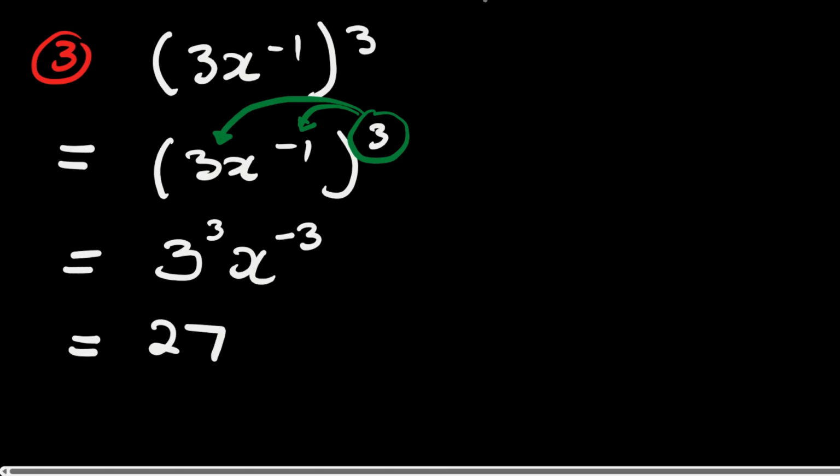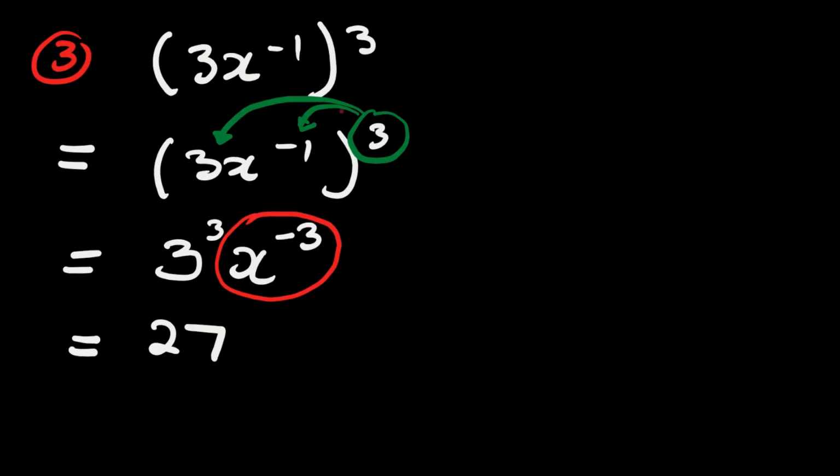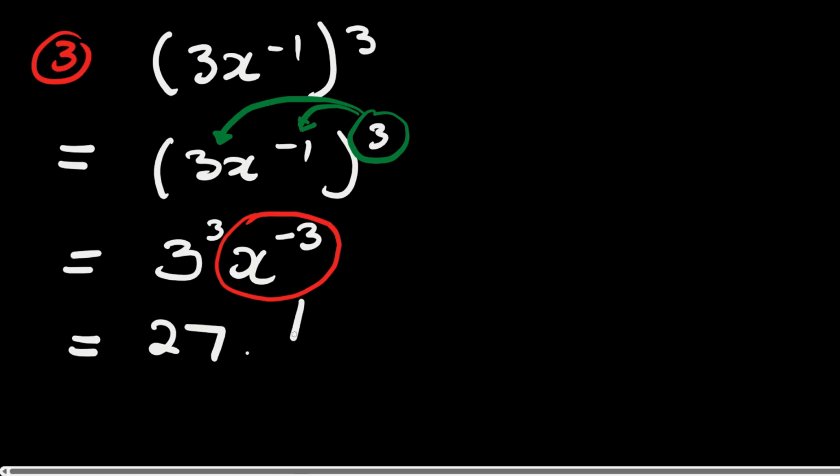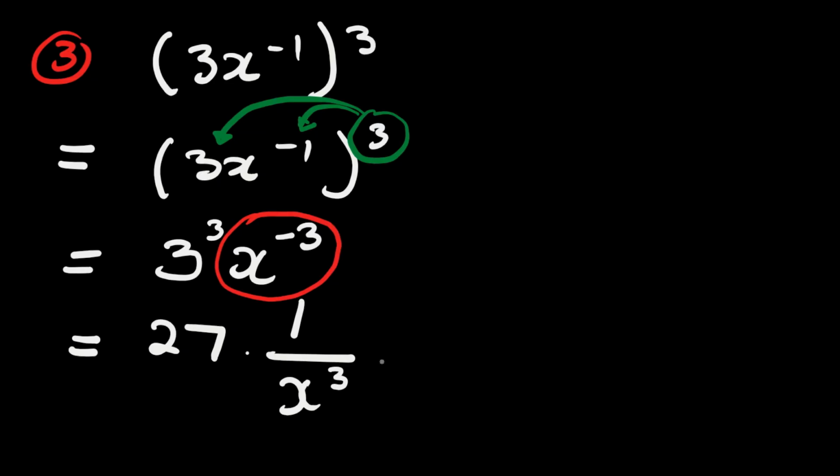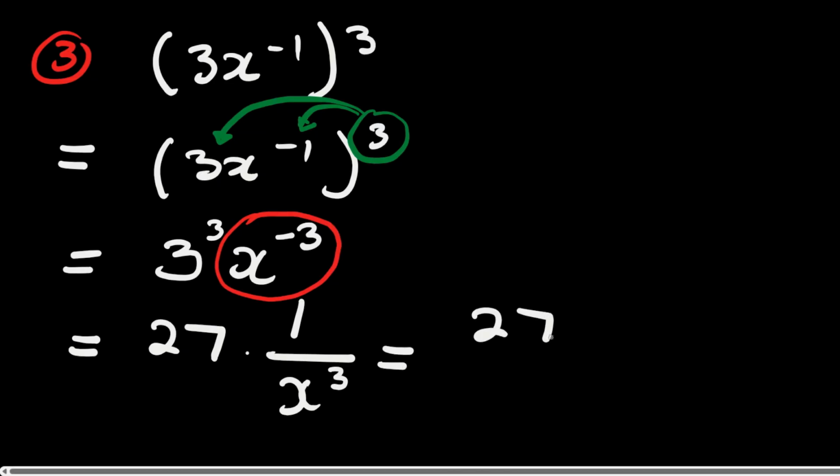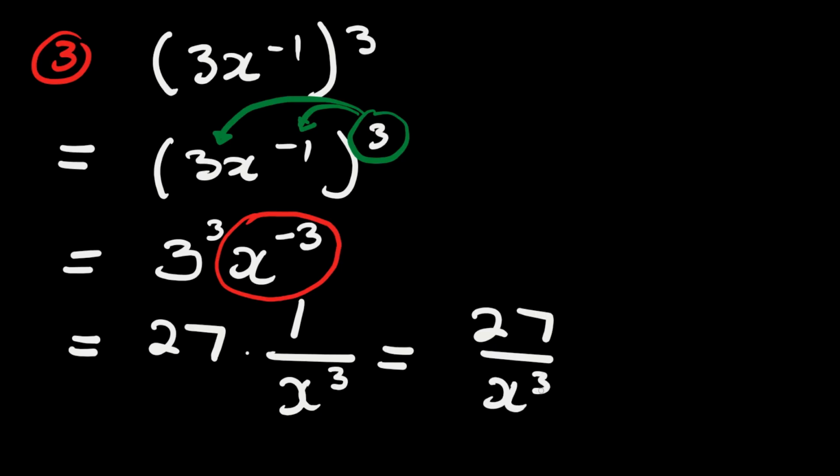Then we have this here, and that reminds us of law number 4, which states that if we have a base with a negative exponent, it gives a fraction. So we know that our answer here would have to be 1 over x to the power of 3. And this could be rewritten finally as 27 over x to the power of 3. This is our final answer.